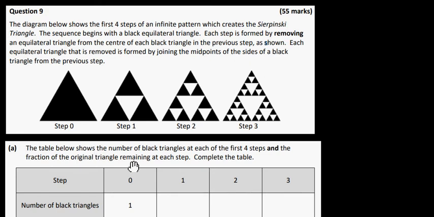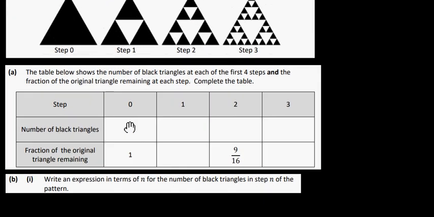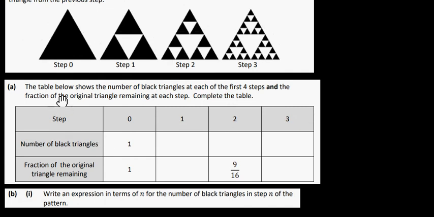Okay, so the first thing we've got to do is, let's see, the table below shows the number of black triangles at each of the first 4 steps and the fraction of the original triangle remaining at each step. We've got to complete this table. So at step 0 we have 1 black triangle. So the fraction of the original triangle remaining is 1 over 1 if you like.